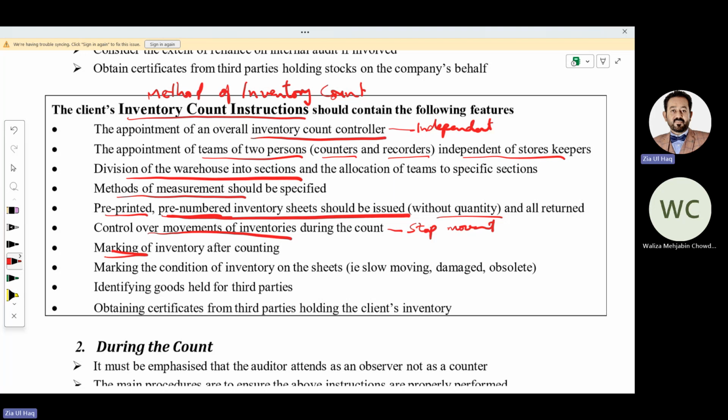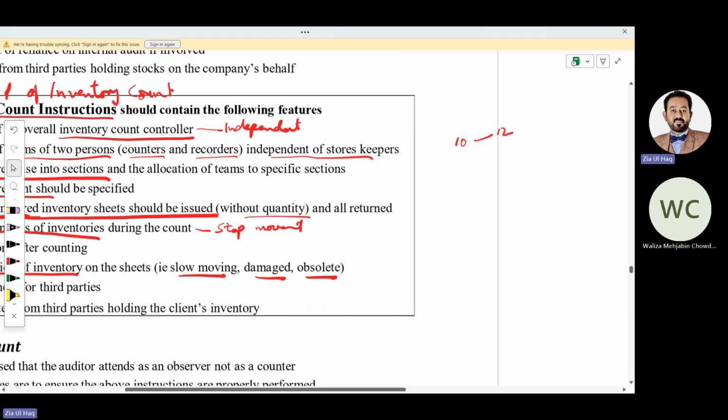And during count, if you are finding any inventory that is slow moving, damaged or obsolete, that should also be separately marked. Suppose you have counted 50 units of inventory, and out of these 50, 6 units are damaged. You should mention 6 in brackets. Why?